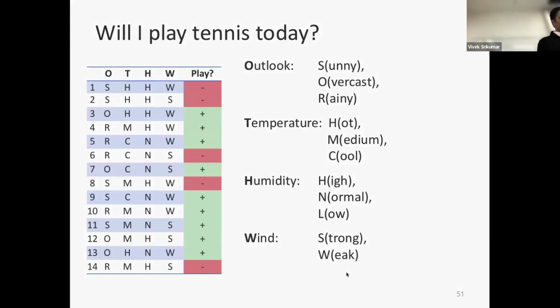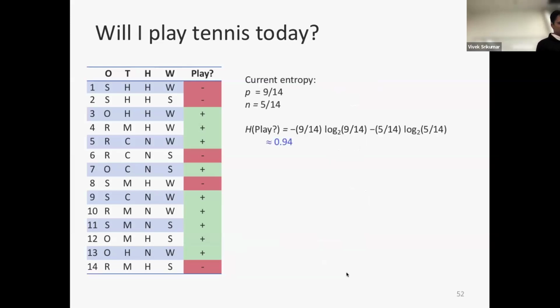So we want to build a decision tree. To do that, we need to first decide which feature to split the data on. There are 4 features here: outlook, temperature, humidity, and wind. And the ID3 algorithm needs to evaluate the quality of each one of these features. So let's start with outlook.